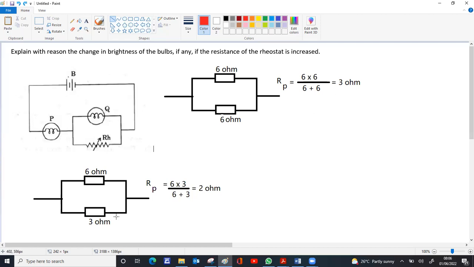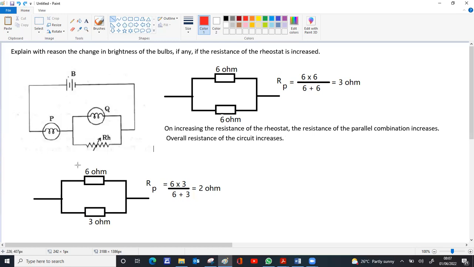So the conclusion: if one of the resistors in the parallel combination is increased, keeping the other constant, the overall resistance of the parallel combination increases. That's a general statement for any parallel combination of two resistors. Keeping the other constant, if any one resistor is increased, the overall resistance will increase. If it's decreased, the overall resistance will decrease. Now, if the resistance of the parallel combination increases, that automatically leads to an overall increase in the resistance of the circuit.